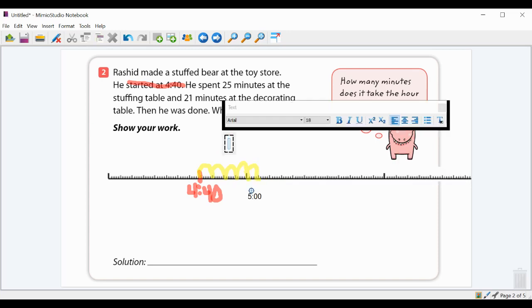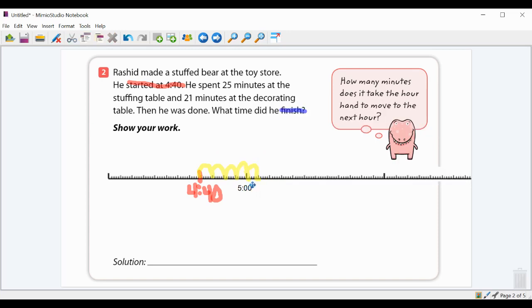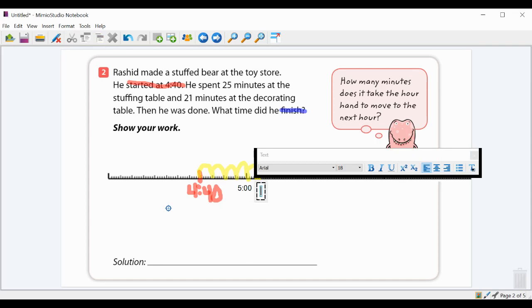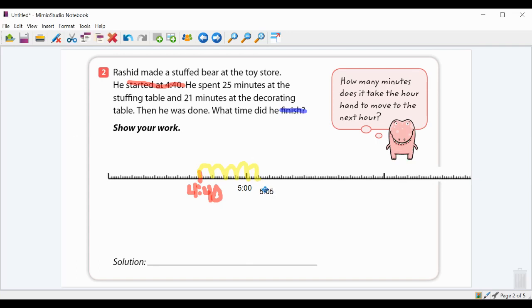Okay, but that's not the time that he got done. He went a little bit after, so that would be 5:05. So let's put a new text box there. So 5 o'clock was right there, and 5:05 is where he left off. All right, so we've taken care of the 25 minutes at the stuffing table.